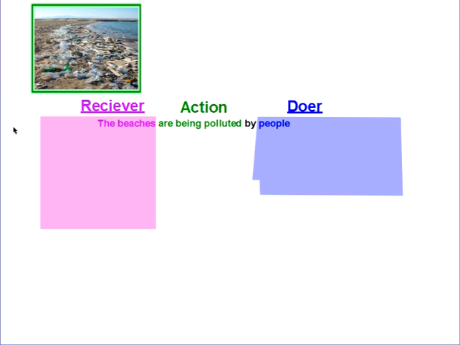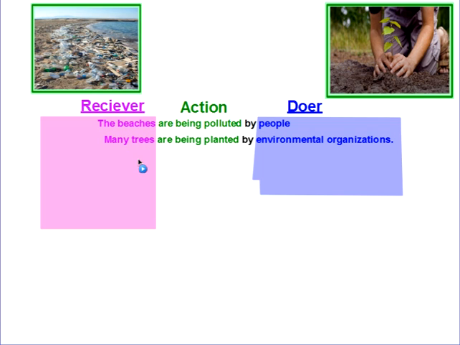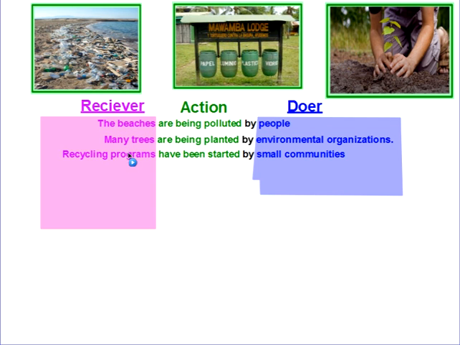Okay, so I wanted to look at all of our different sample sentences that we had at the beginning. The first one was the beaches are being polluted by people. Notice my receiver, the beaches, and my doer, people, right? That's the passive voice. The receiver is first and the doer is second. My action is in the present continuous. The beaches are being polluted by people right now. Here's the next one that we had. Many trees are being planted by environmental organizations. Again, many trees is my receiver.